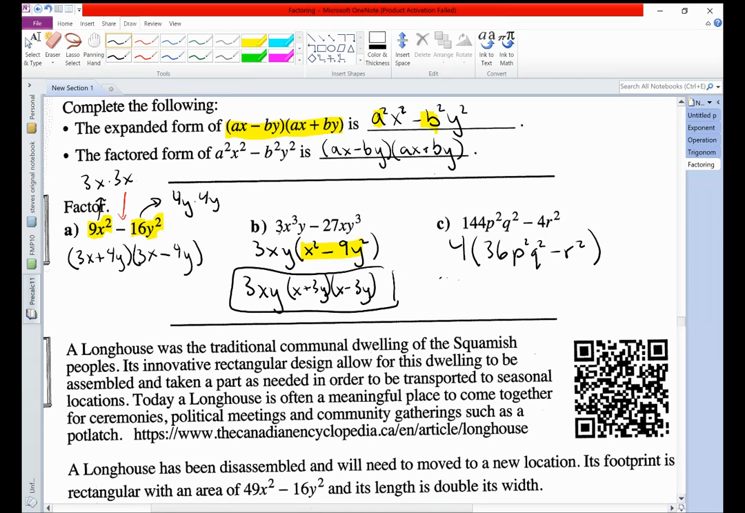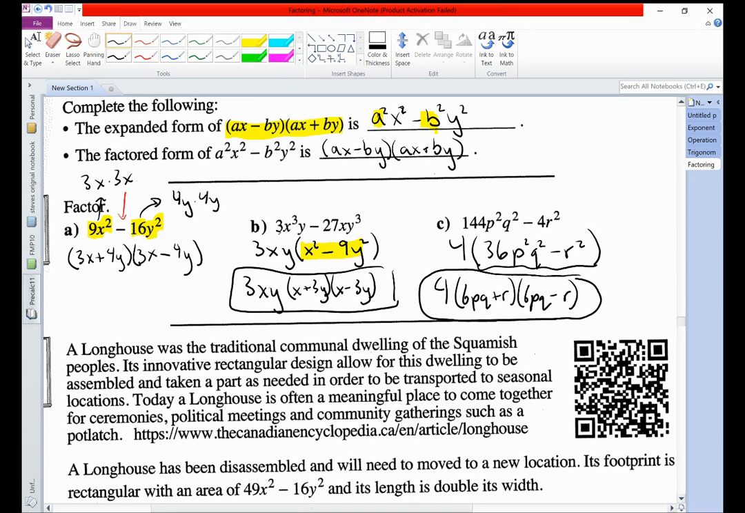So now what you can do is split this whole term up into its two factors. 36p squared q squared comes from multiplying 6pq by 6pq. R squared comes from multiplying r by r. One's a positive, one's a negative. And there's our two factors. And that's completely factored out.